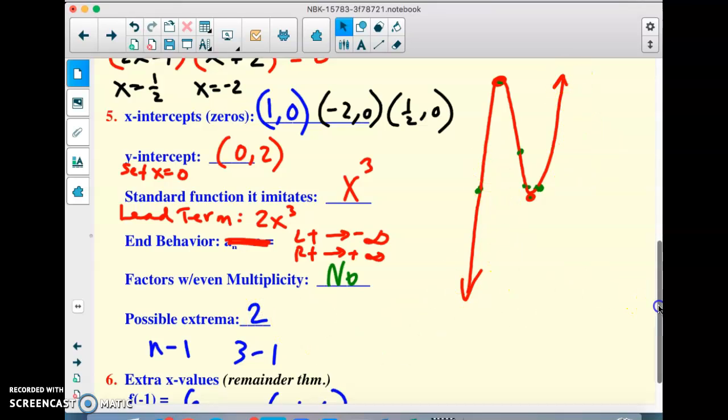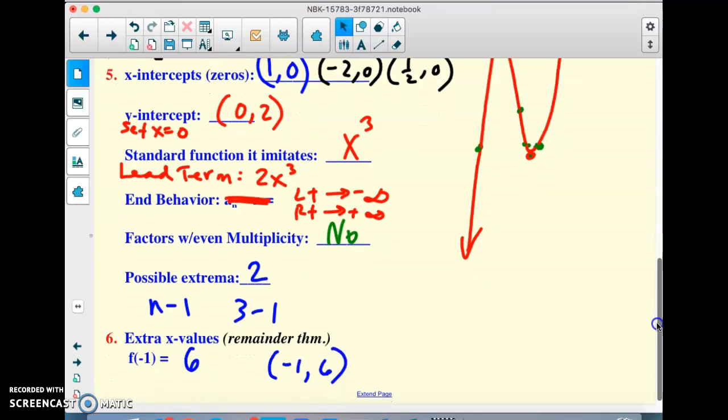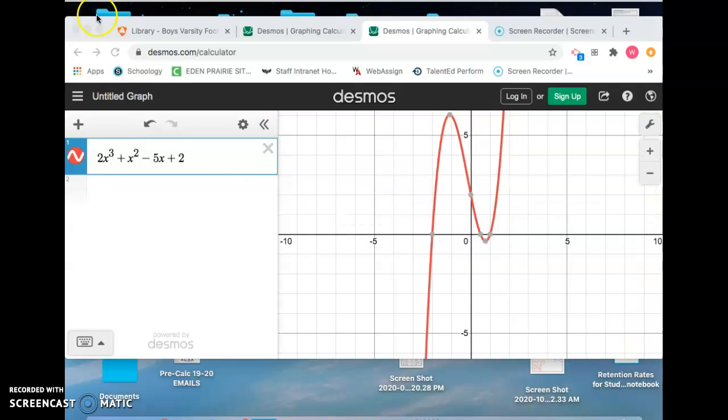And then we also have an additional point. With the y-intercept (0, 2), I think I said that. With an additional point, (-1, 6). So let's take a look at what that looks like when I graphed it on Desmos.